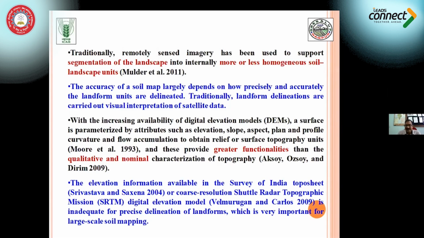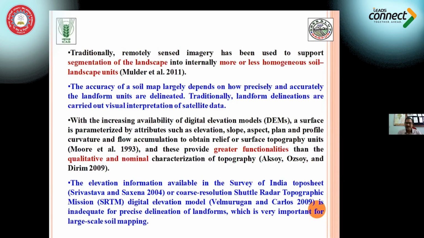So the accuracy of the survey totally depends on the accuracy of delineation of landforms. With the increasing availability of digital elevation models, a surface is parameterized by attributes such as, once we have the digital elevation model, from that DEM we can extract slope, aspect, plan and profile curvature, flow accumulation, and obtain the relief of the surface or topography units.